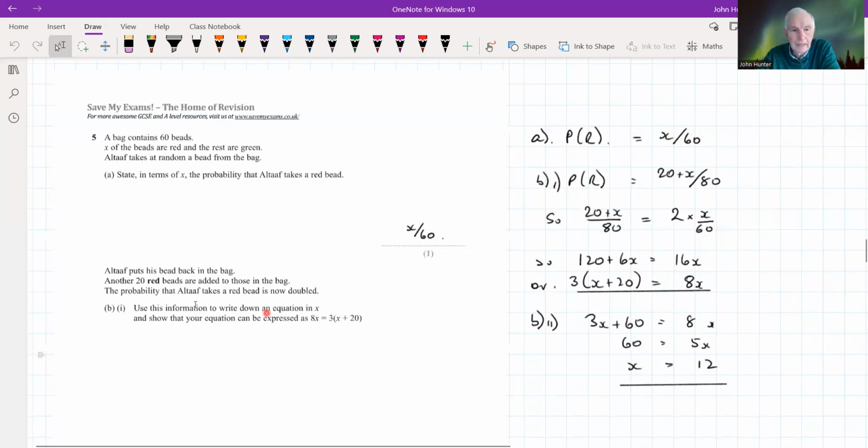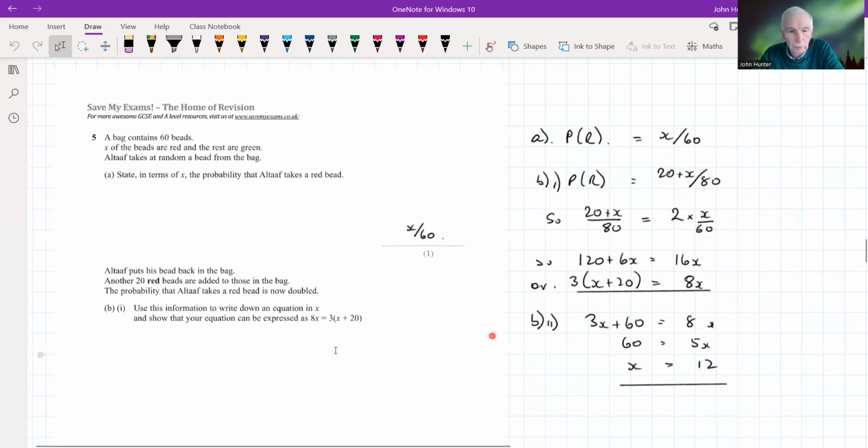Now he puts his bead back. Another 20 red beads are added to those in the bag. The probability that he takes a red bead is now doubled. So the probability now is going to be, well, there are 20 more red beads and 80 beads in total. So this is the probability of getting a red bead when drawing at random, after the addition of the beads.